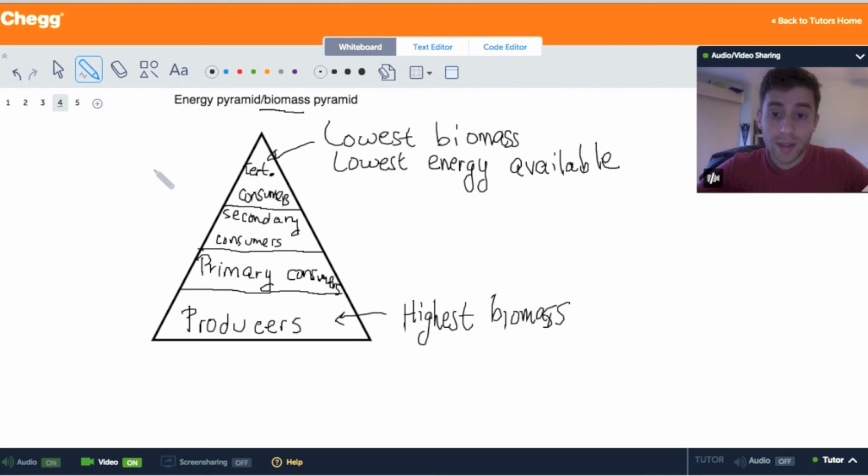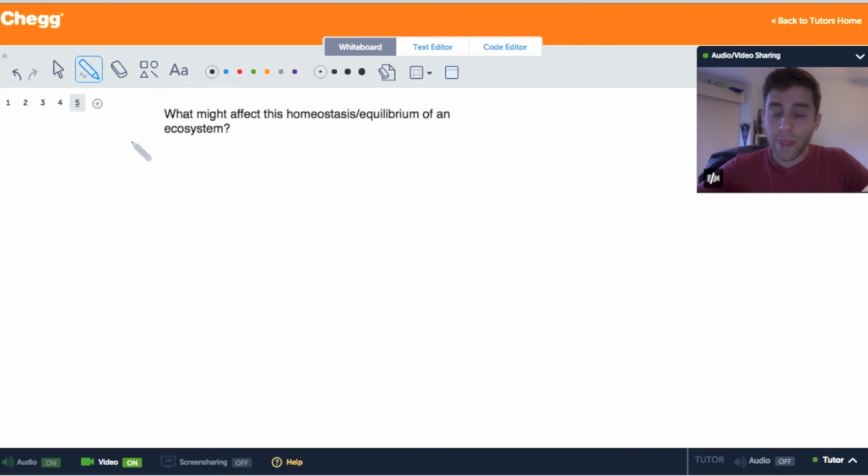But it gets to be amazing when you start seeing these interactions of a specific ecosystem and how everything is connecting to everything. So there's all these lines all over the place with all the different species in an ecosystem, but they're all connected to each other. So it really shows you how all the animals and plants in an ecosystem are connecting to each other. So now let's talk about what might affect this homeostasis or equilibrium of an ecosystem.